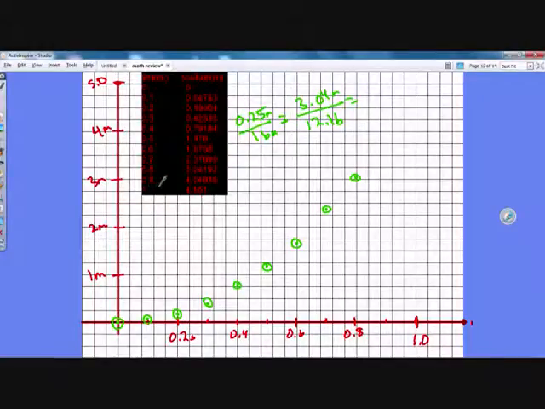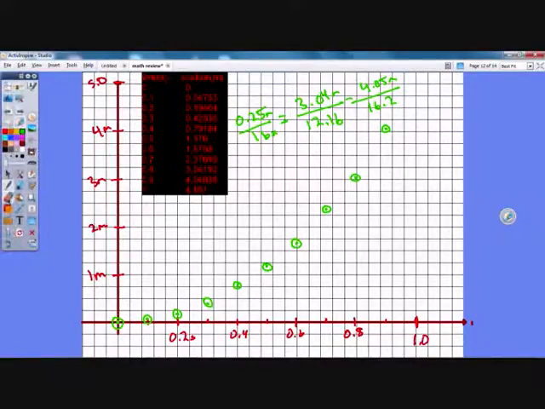Next one, 0.9, almost done. 4.05. 4.05 meters is how many boxes? 4.05 divided by 0.25, and we find that is 16.2, so basically 16 and a quarter. 3, 4, 5, 6, 7, 8, 9, 10, 11, 12, 13, 14, 15, 16, and right in there. Again, we're not perfect, but we're getting it. Each dot is within the right quadrant of our graph paper.